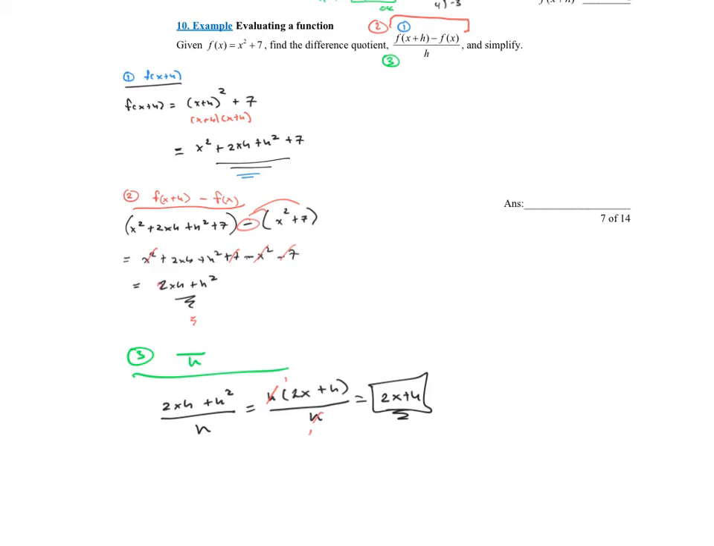The 3-step process, again: first thing is find f of x plus h. Second, take that answer and subtract off the original function, always remembering parentheses and distributing the negative.